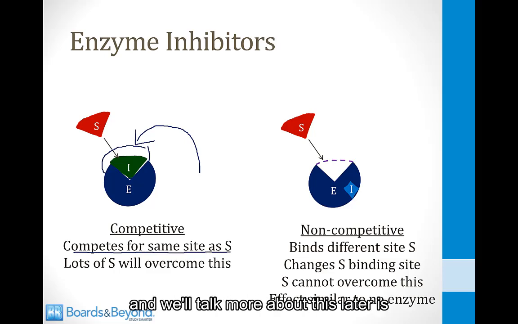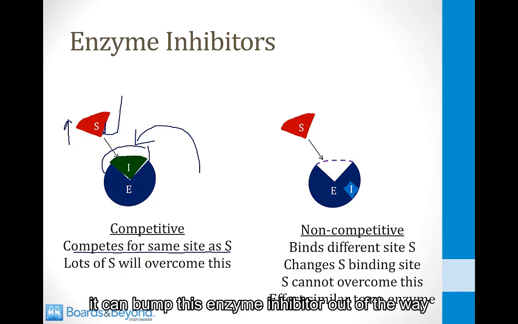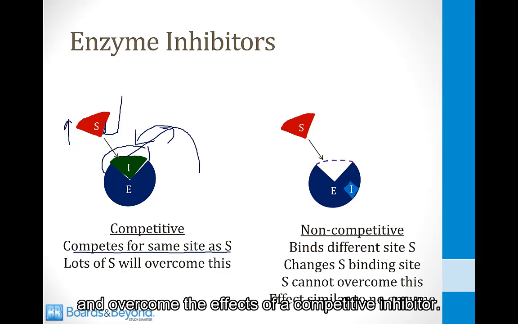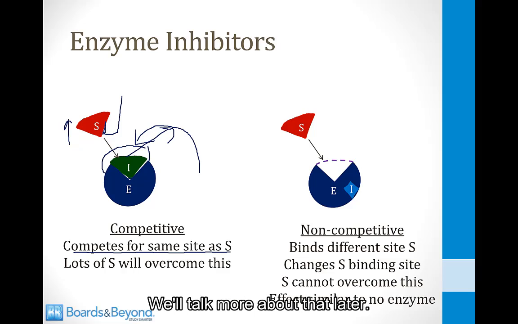And what this means, and we'll talk more about this later, is that if you put a lot of S into this system, if there's a ton of this S floating around, it can bump this enzyme inhibitor out of the way and overcome the effects of a competitive inhibitor. We'll talk more about that later.